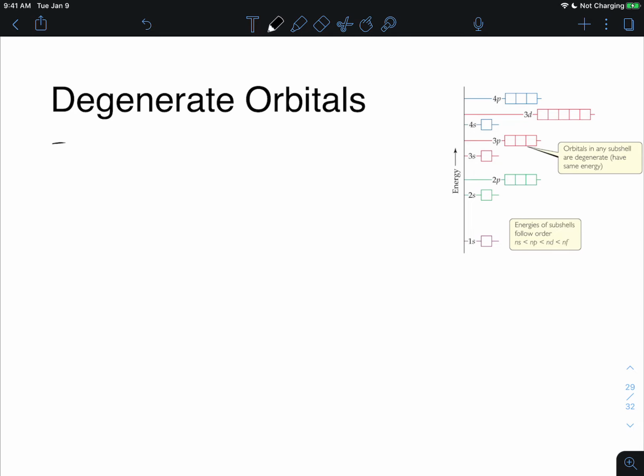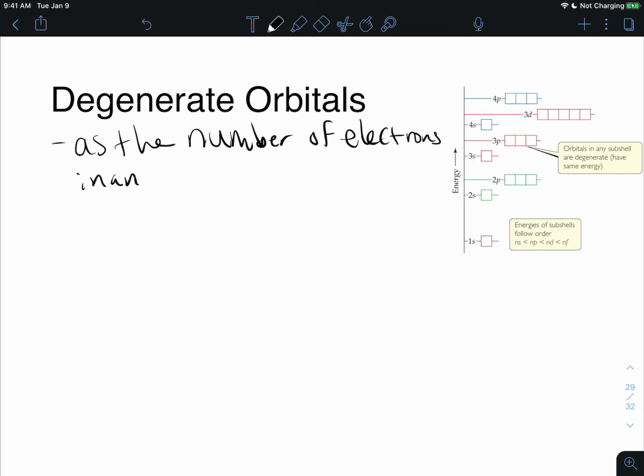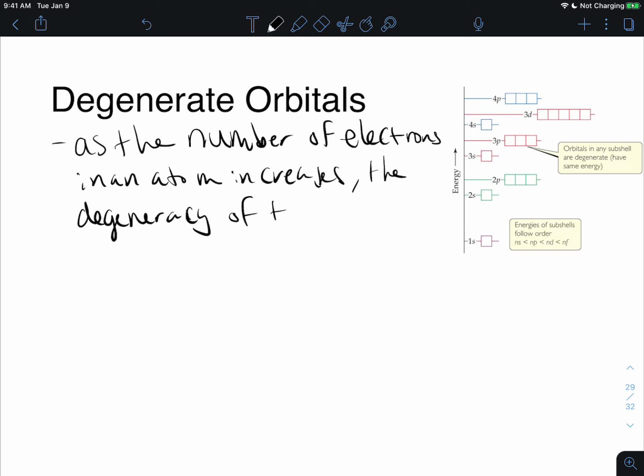So as the number of electrons in an atom increases, the degeneracy of the subshells decreases.